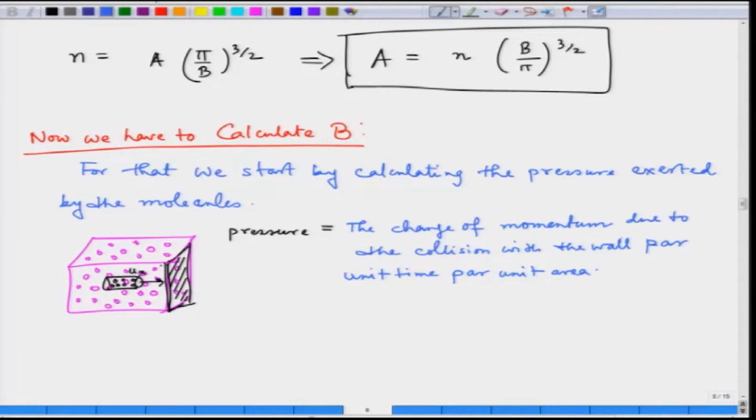Because momentum change per unit time is nothing but the force, and force per unit area gives you the pressure. Now, if you really understand what it means, this cylinder. So, the cylinder we are taking such that the cross sectional area which is perpendicular to the motion of the particles, we call that delta A.